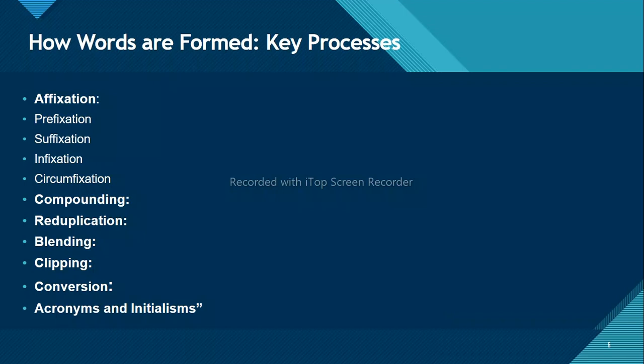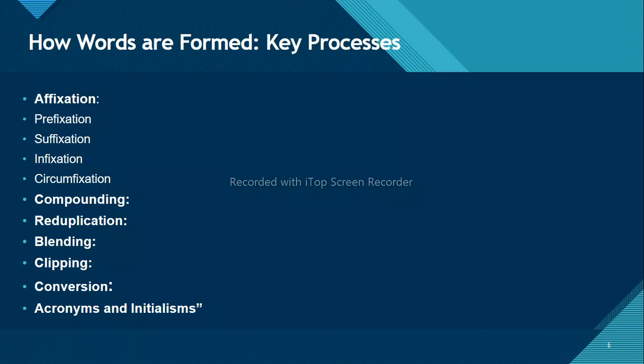Affixation. Our first key process is affixation. Affixation involves adding prefixes, suffixes, infixes, or circumfixes to a base or root word to create new words. Prefixation: adding an affix to the beginning of a word. For example, un in unhappy. Suffixation: adding an affix to the end of a word. For example, ness in happiness.